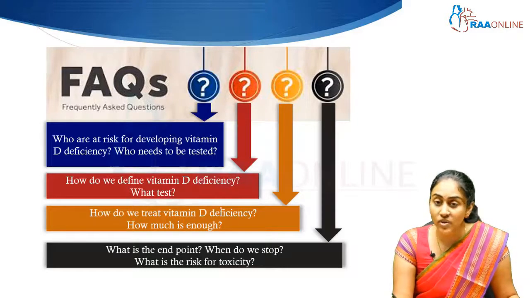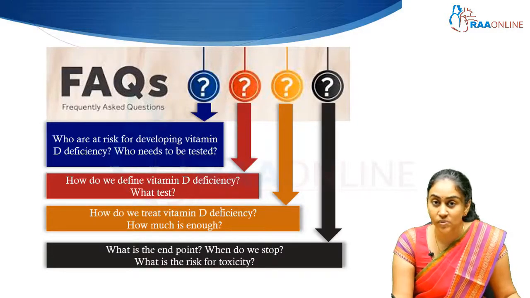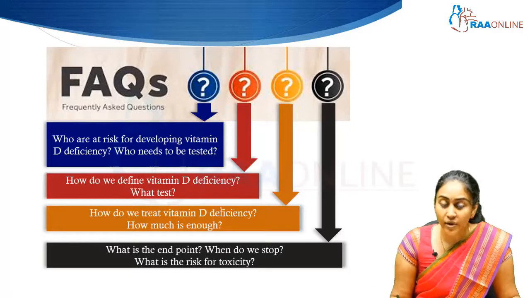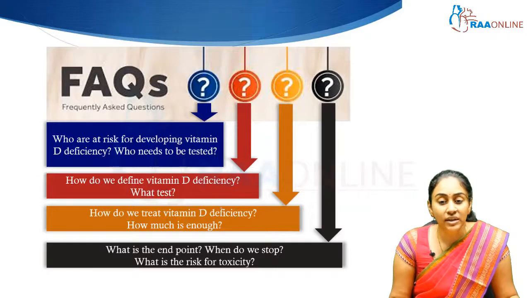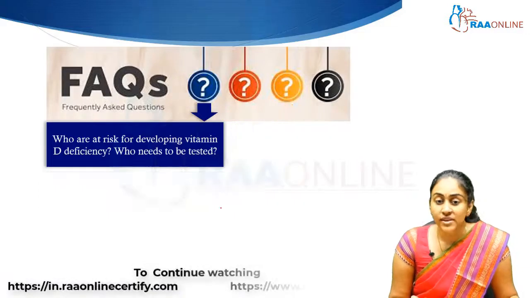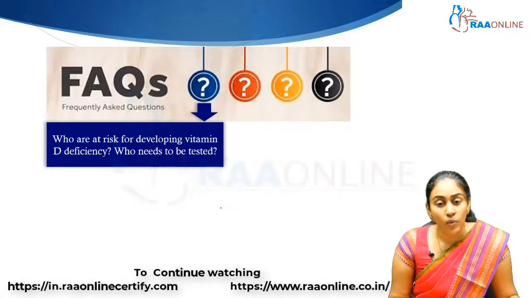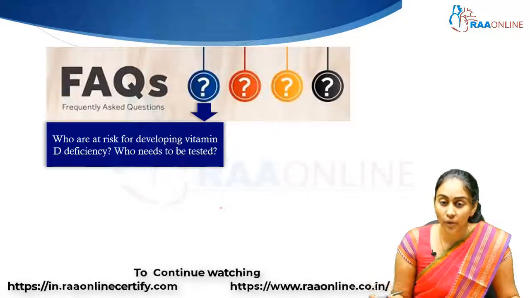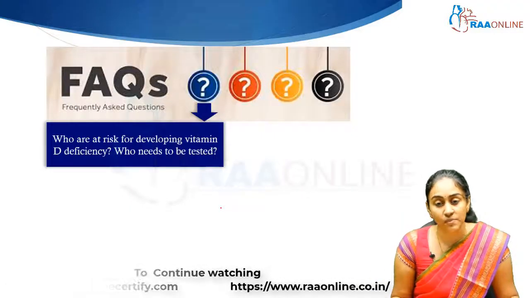When it comes to addressing these important questions with respect to vitamin D deficiency, most often we end up in a very gray area and not many of us have good clarity on answering these questions. And this is exactly what we are going to see during this session. So, let us address the first question. Who are at risk for developing vitamin D deficiency? So, who is the target population who need to be tested for vitamin D deficiency?